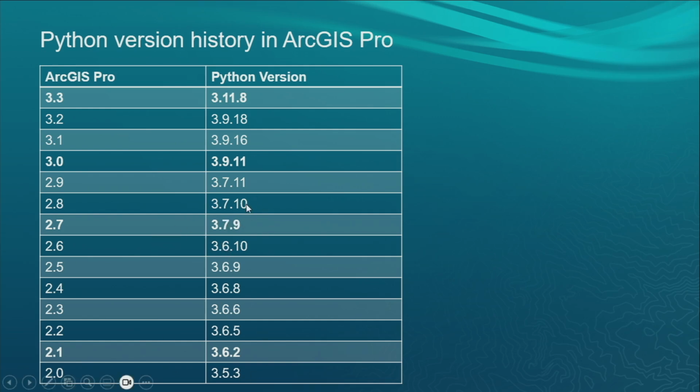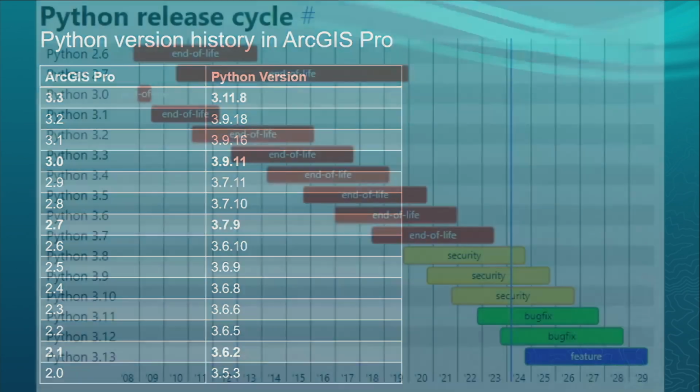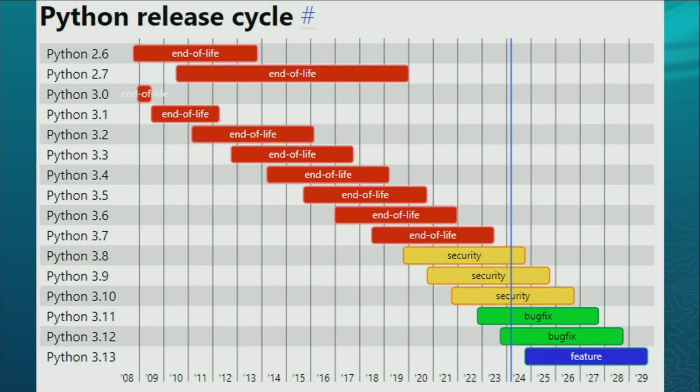Since then, we've had this continual cadence of basically every 3 releases, we upgrade our Python version itself. And that's the current plan as well for Pro 3.3 to release with Python 3.11.8. And you might be wondering why that matters at all. And that's because Python itself has a release cycle that we have to follow.